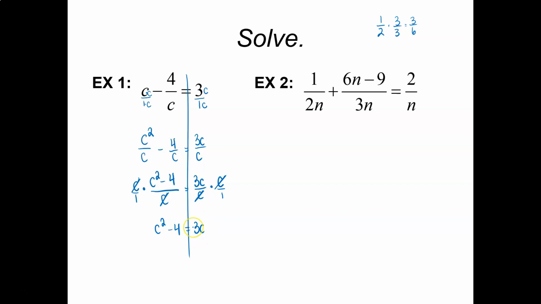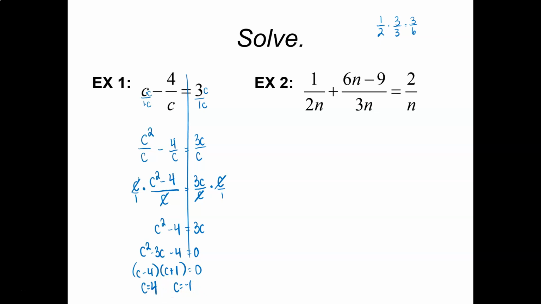So if I get a quadratic, I need to move everything to one side. So I'm going to have c squared minus 3c minus 4 equals 0. And then for a lot of these, they are going to factor. For some of them, you might have to do quadratic formula or complete the square. But this one, I could do c minus 4 and c plus 1. So that will work. So I will get c equals 4 and c equals negative 1.